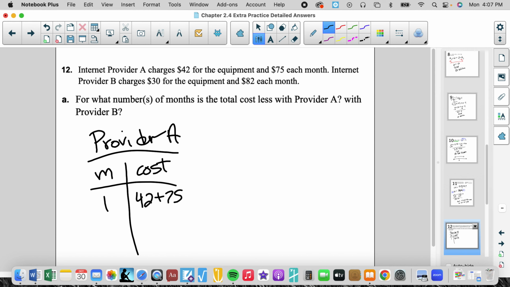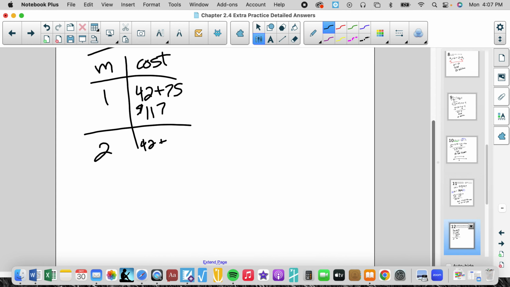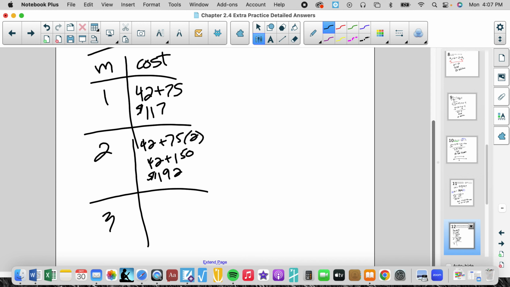So that's going to give us 117 for month 1. Month 2 is going to be 42 plus 75 times 2, which is 42 plus 150, which gives us 192 for 2 months. 3 months, 42 plus 75 times 3, which is 42 plus 225, which is 267. So let's just stay there.